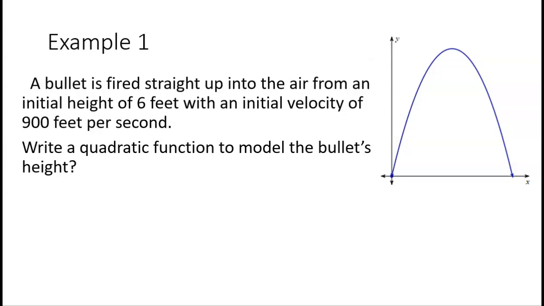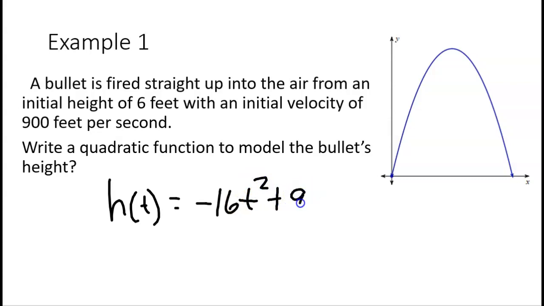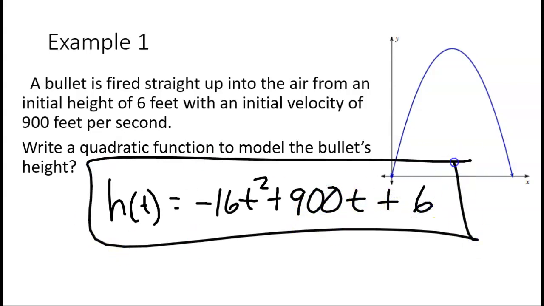So let's do it. The height at any given time is equal to the acceleration due to gravity, negative 16, times t squared, plus the starting velocity, which is 900 feet per second, times the time, plus the starting height, which is 6. So basically all I did was plug this number in for the v0 and this number in for the h0. Okay, and that's it. I've got a formula. Now I can plug in any t value I want, and it will tell me the height of that object at any given time.